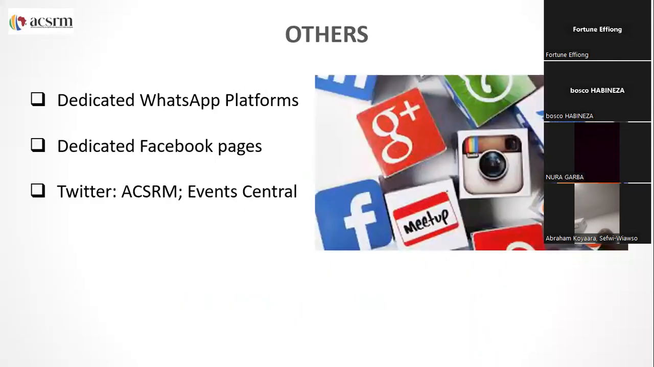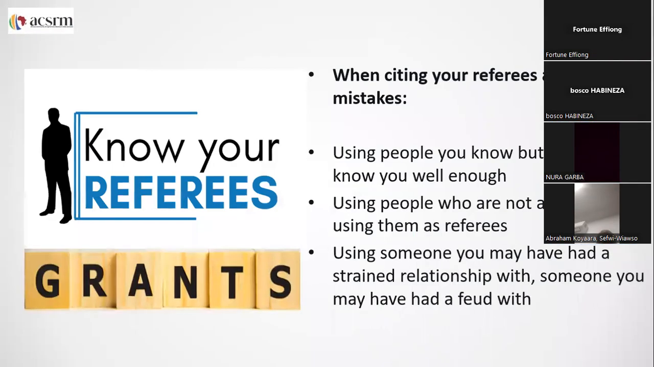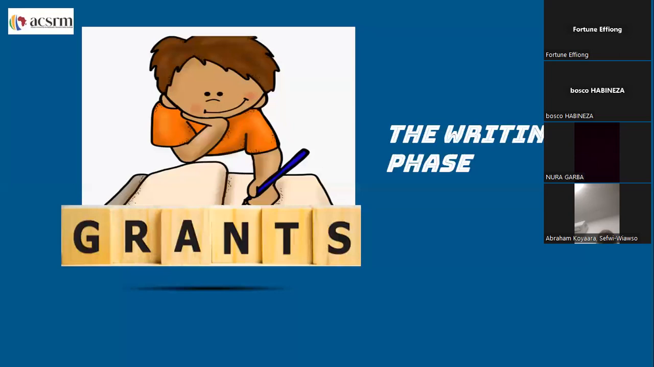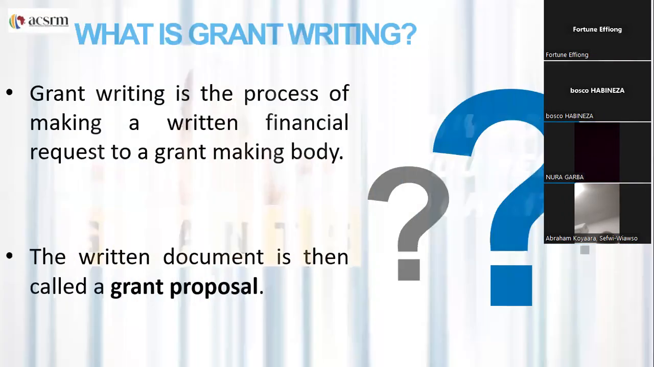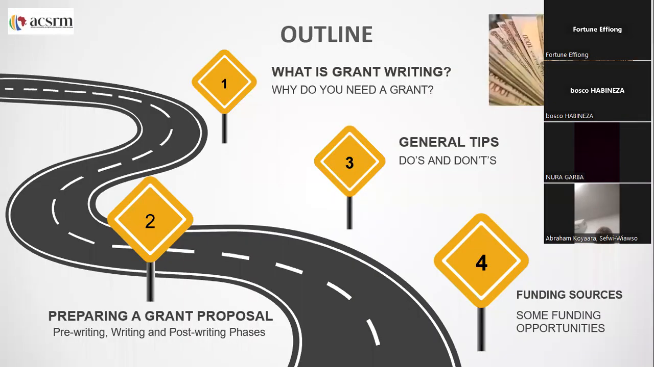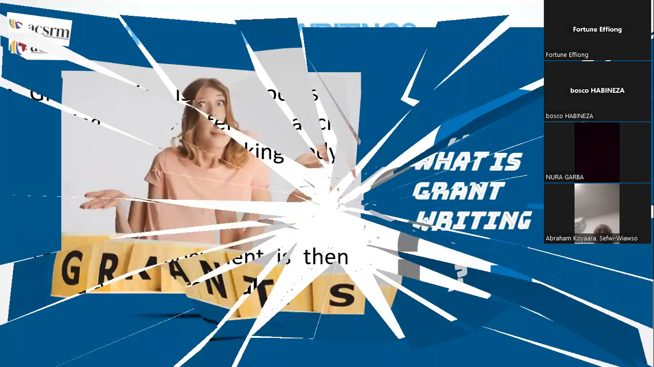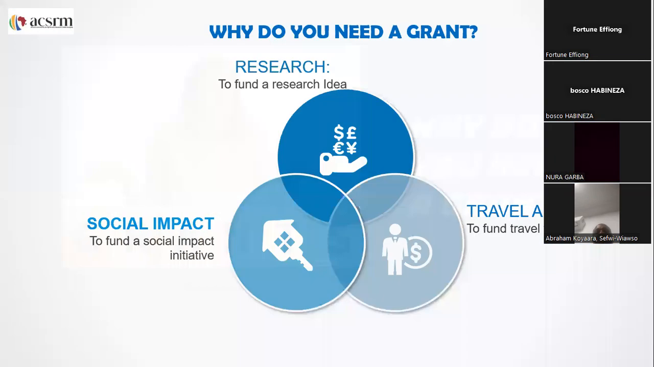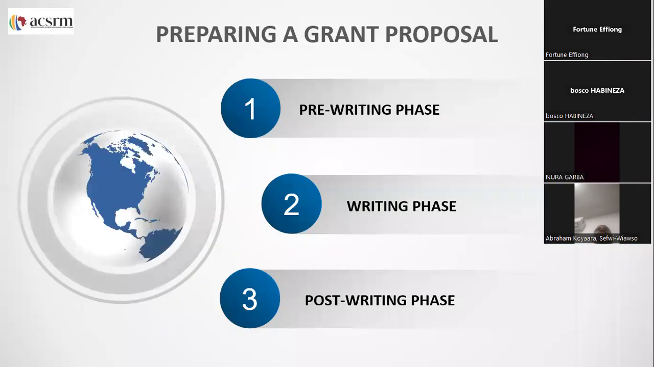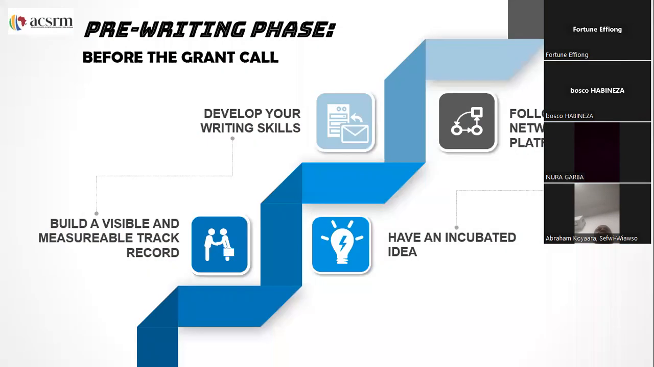All right, I'd like to take a quick recap before we do the questioning. So remember, I told us that writing a successful grant is difficult because it's very competitive. You are not the only person. So you have to be very, very rugged and dogged, and you have to take your time. So the written document is your grant proposal, and you need a grant for research, social impact, or travel. And there are 3 stages: pre-writing, writing, and post-writing.